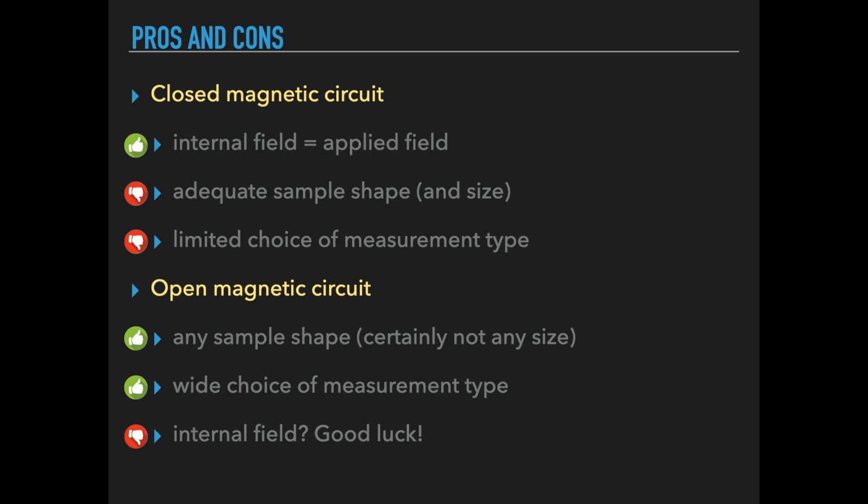Conversely, open magnetic circuits allow you to work with any sample shape, of course not any sample size, but you also have a large variety of sizes that you can play with. You have a wide choice of measurement types, but it is extremely difficult to know the internal field because you must know the demagnetizing field in order to calculate it. And this is, as we said, a very challenging task.